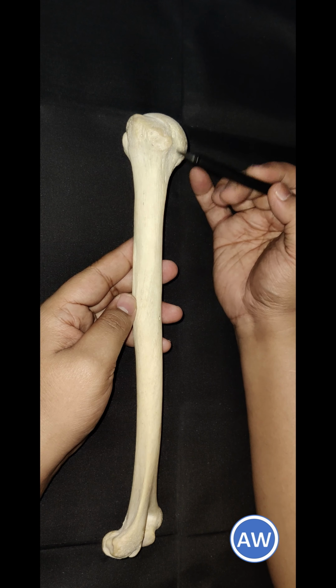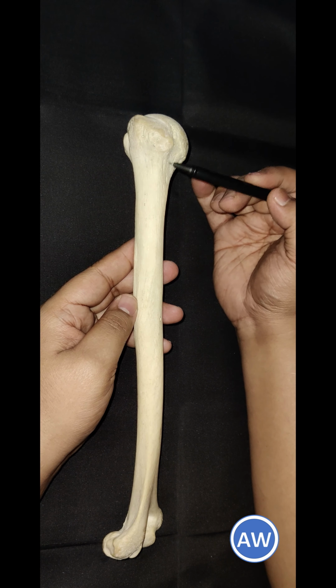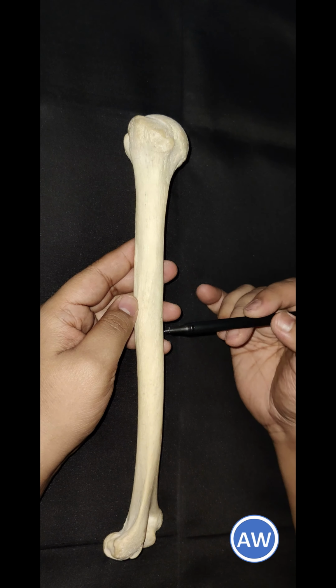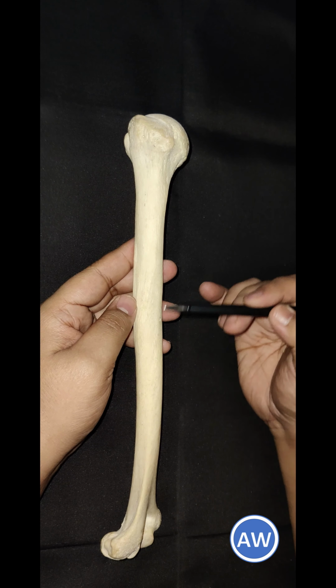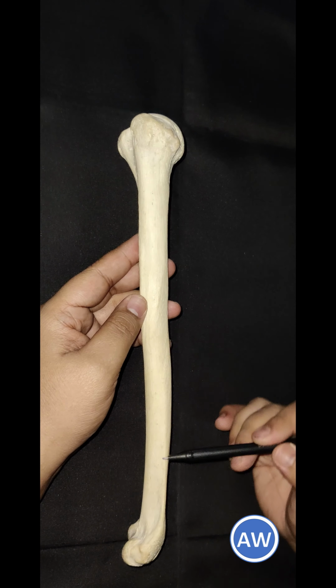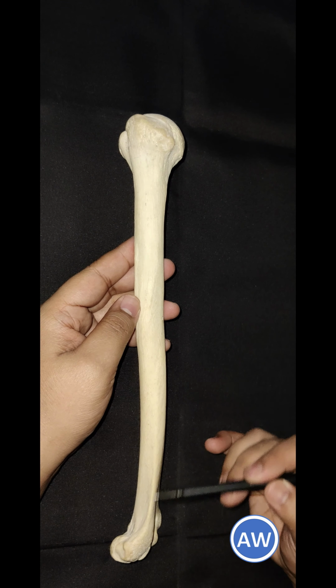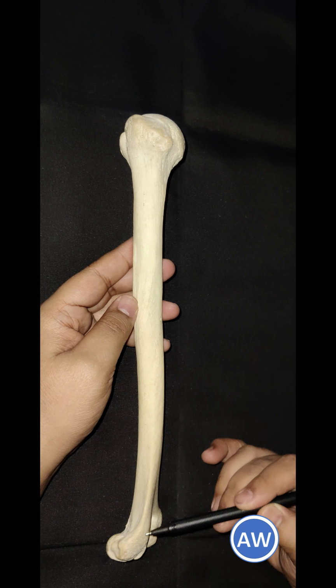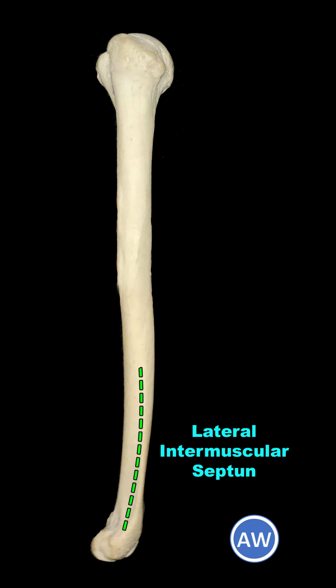greater tubercle. About in the middle, the lateral border is crossed by the radial groove from behind. The lower part of this border, the lateral supracondylar ridge, provides attachment to the lateral intermuscular septum.